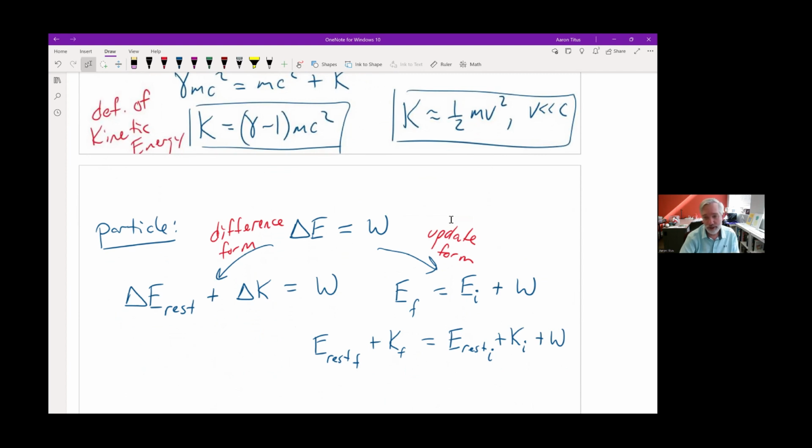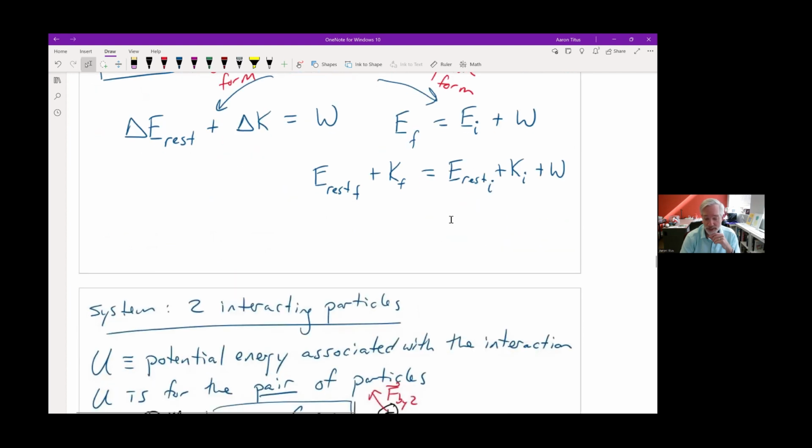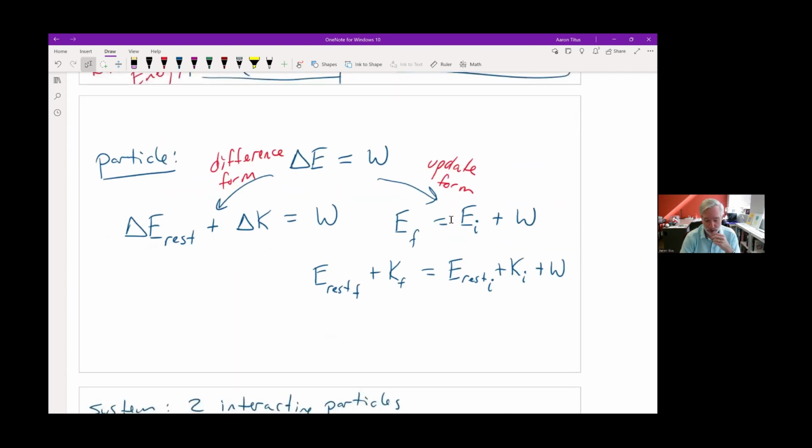And both are useful. There are some questions where you want to reason in terms of deltas. There are other ones where you want to write out all your initial and final terms, cancel things out, and see what's left. And so being adept at working with both forms here is, I think, important. But for a particle, all you have is rest energy and kinetic energy. And the only energy input is via work.